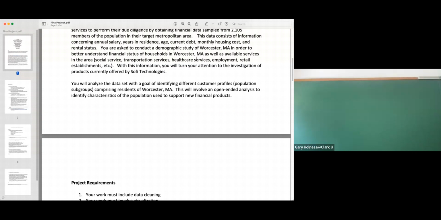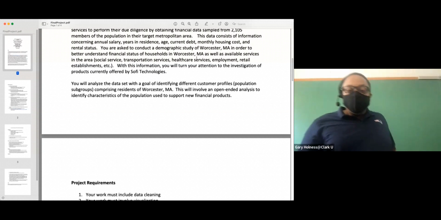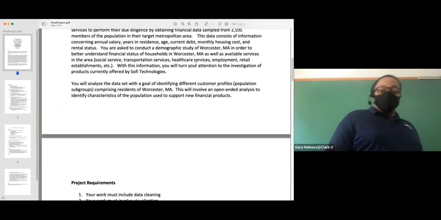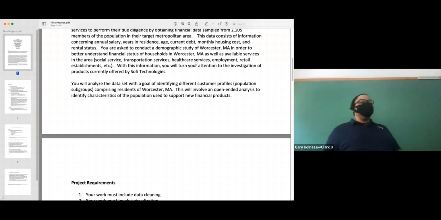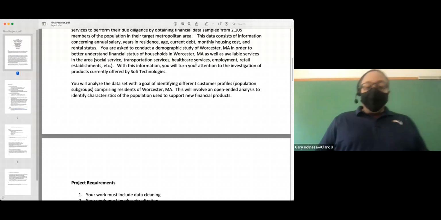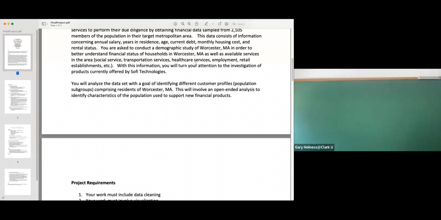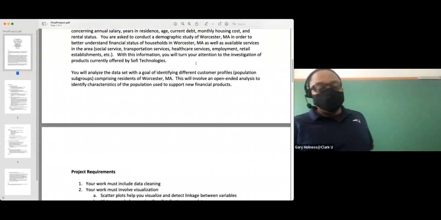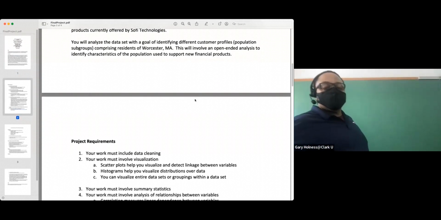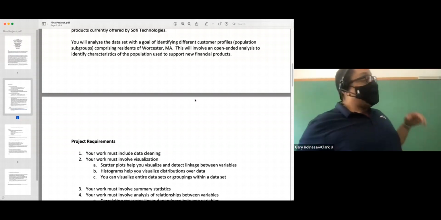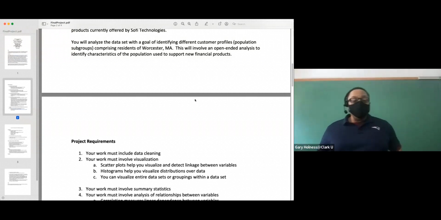Now, Worcester is a medium-sized city. There's a lot of commerce in this area in Central Mass, and so there are many services. And these services can include things like social services, transportation services, healthcare, employment services, retail establishments, all of the above. So with this, you're going to be investigating potential new products that SoFi Technologies might offer. And so part of your goal is to identify different customer profiles. You have to come up with what they are. You have to give them names, and it has to be supported by the data.